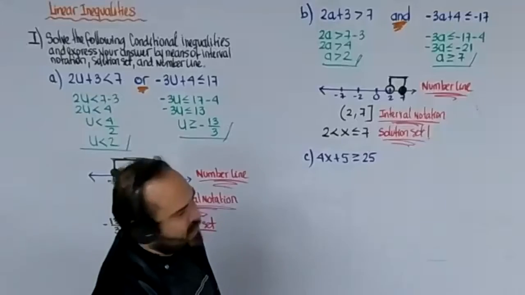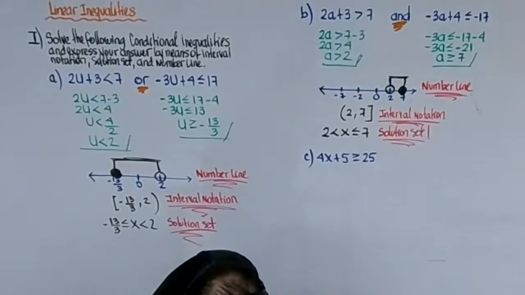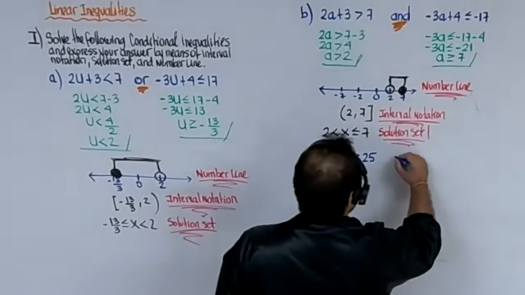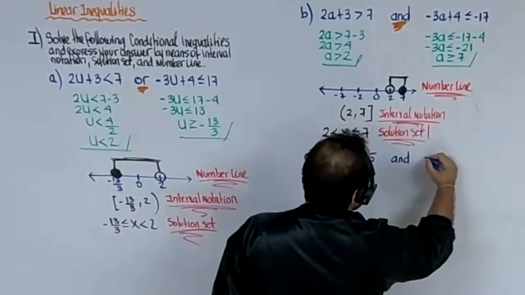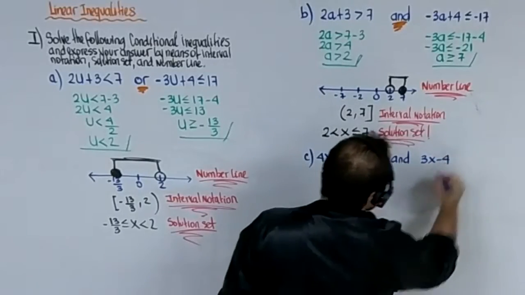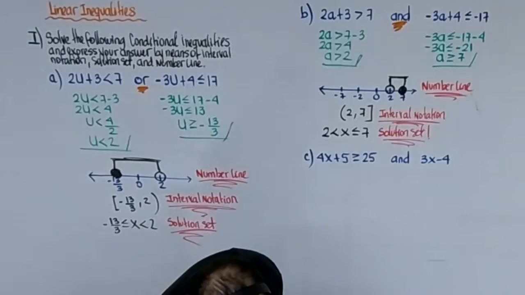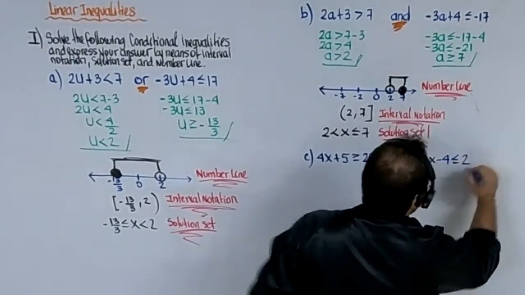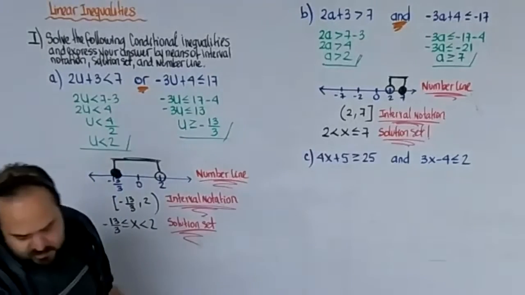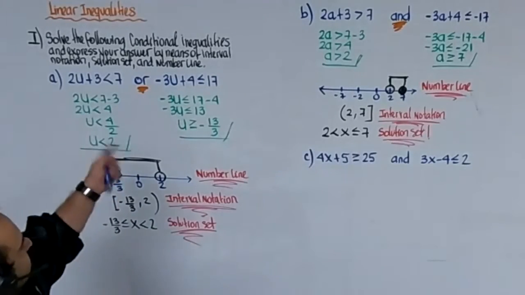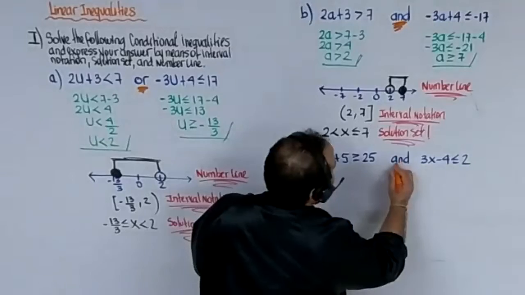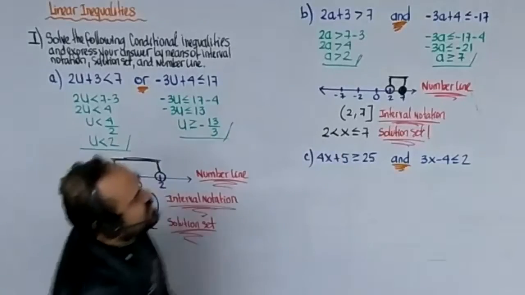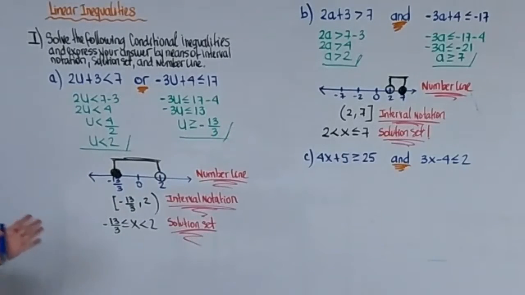Okay, for one hand. And the problem says 3x minus 4 less than or equal to 2. Remember, it's a conditional inequality because we have the word and or. It doesn't matter which word; the important thing is that to have a conditional inequality, we have to separate the solution between them. So let's continue.